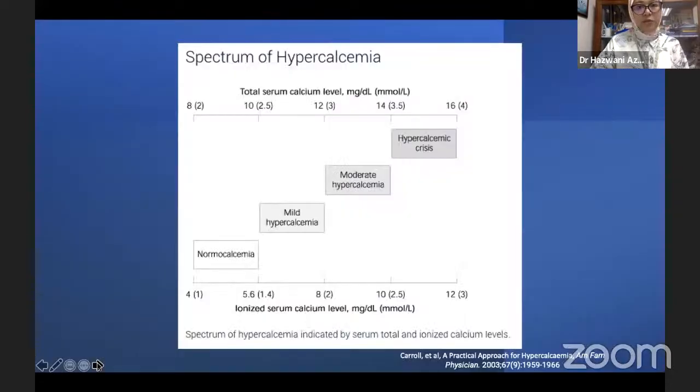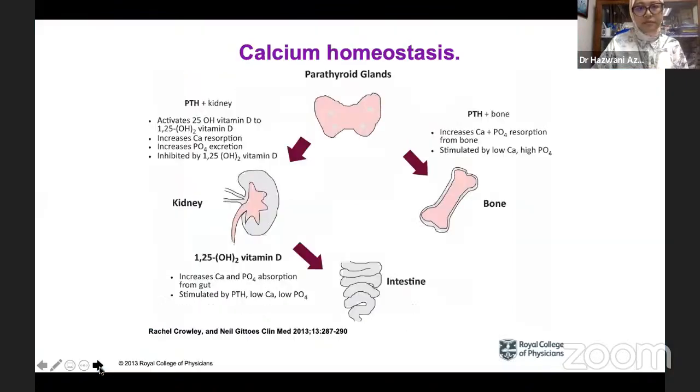Okay, these are the spectrum of hypercalcemia. I believe all of you know about this. Mild hypercalcemia is defined by total serum calcium of between 2.6 to 3, moderate 3 to 3.5, and hypercalcemic crisis or severe hypercalcemia is more than 3.5, which requires urgent intervention.